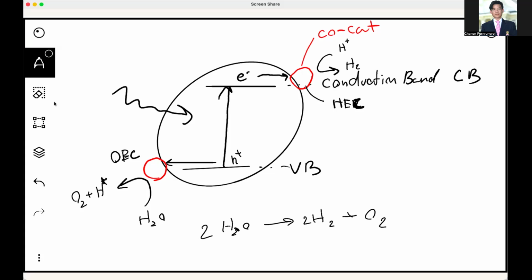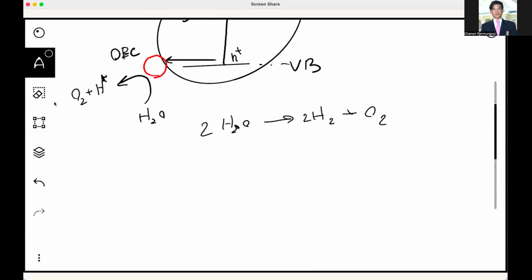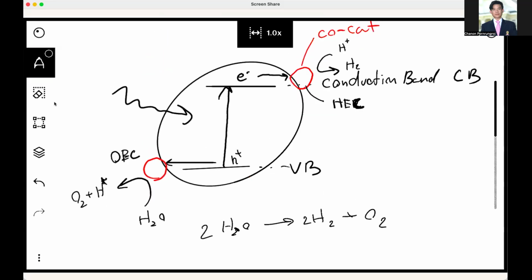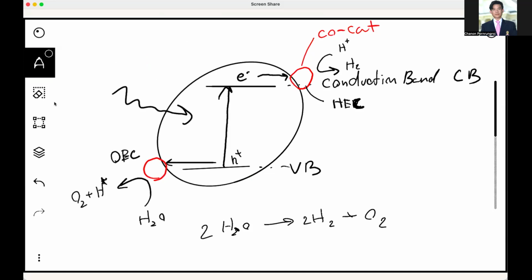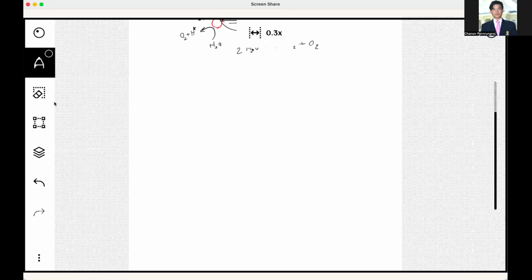but there is another requirement that I'd like you to see, which is the band alignment.